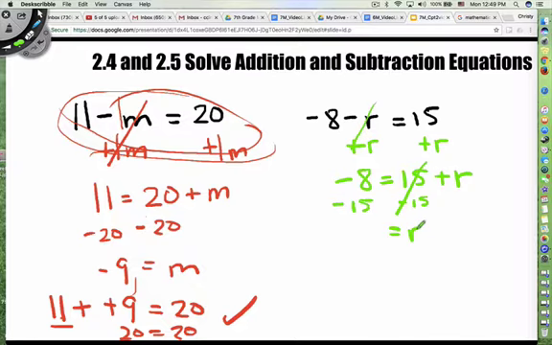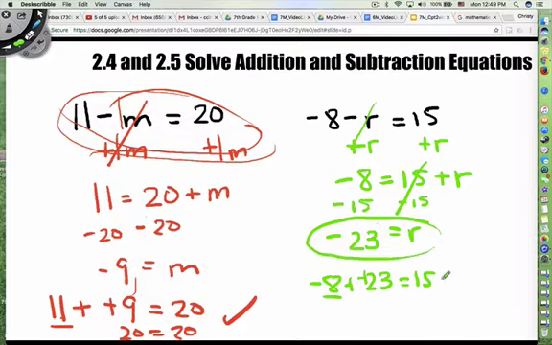It's now canceled over here, and we get negative 23. So negative 23 is equal to r. Okay, and then we can check it. Negative 8, subtract a negative 23, keep change, and we get a positive 15. So that does indeed check out.